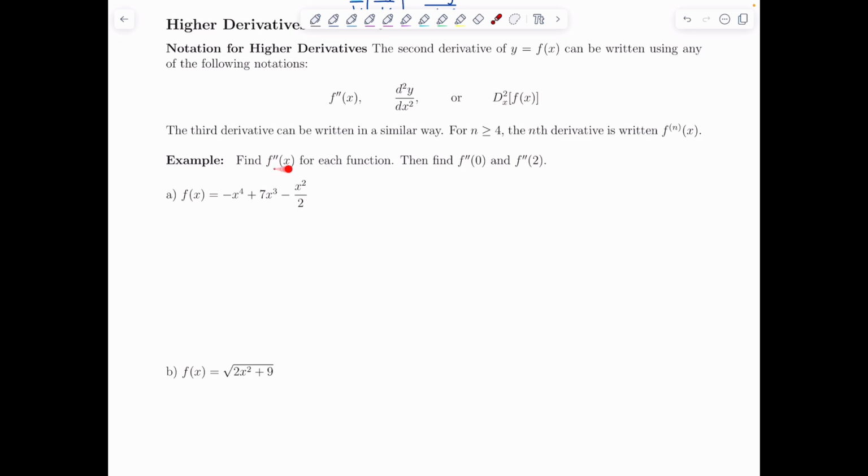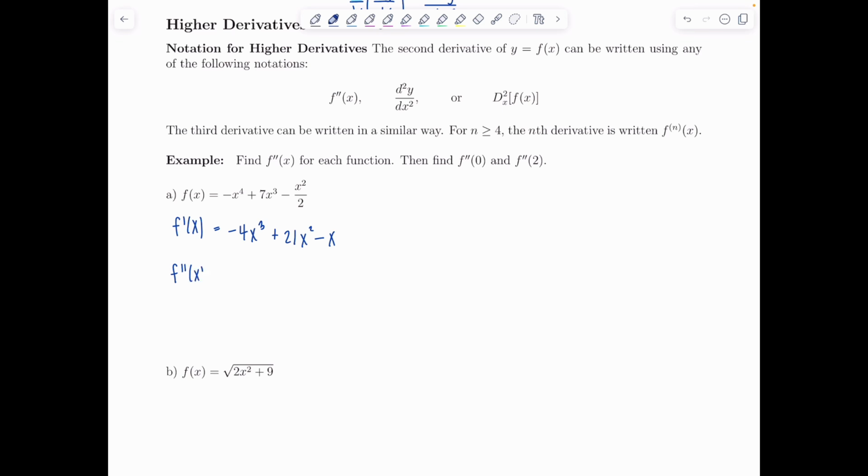So let's find f double prime for each of the following functions. And then once you have f double prime of x, we're going to substitute in. So we're going to evaluate f double prime of 0 and f double prime of 2. All right, here we go. We need to find f prime first. So the first derivative is going to be negative 4x cubed plus 21x squared. Good. And then for the next term, when I bring the 2 down front, it's going to cancel with the 2 in the denominator. So this is just going to be minus 1x. Very nice.